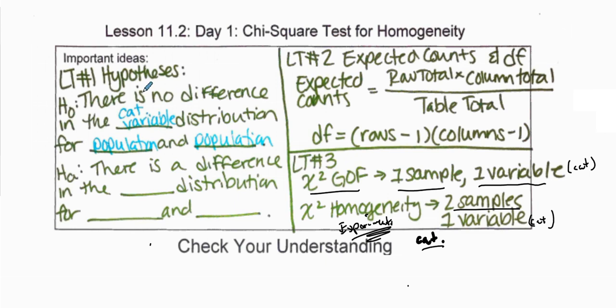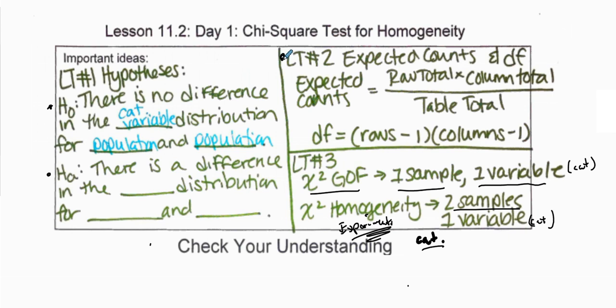And so what we do here is, once again, we start with the hypothesis in our state part, and we say there is no difference in the categorical variable distribution from population to population. So there is no difference. However, our alternate hypothesis is there is a difference in the categorical variable distribution from one population to another.